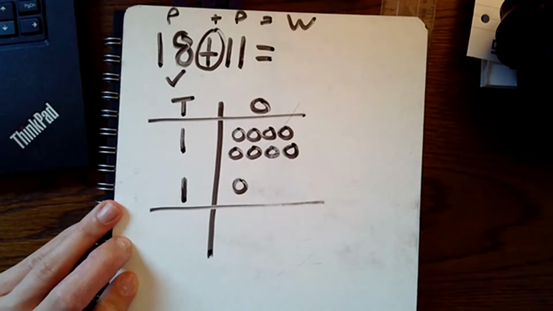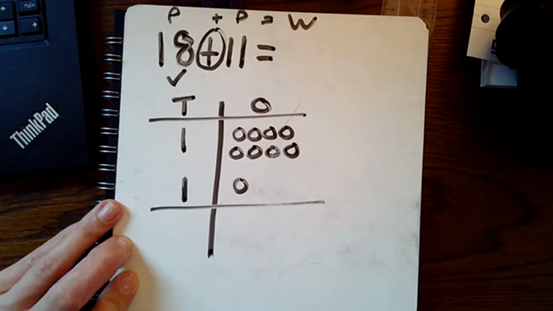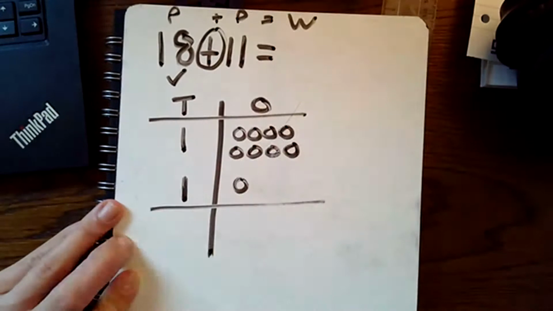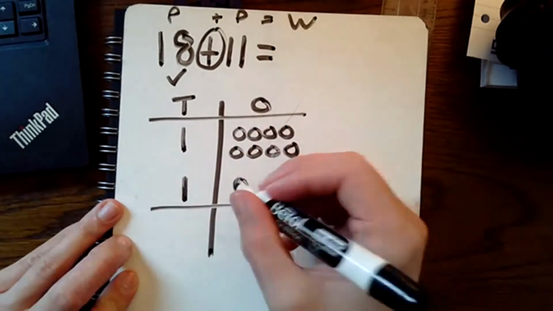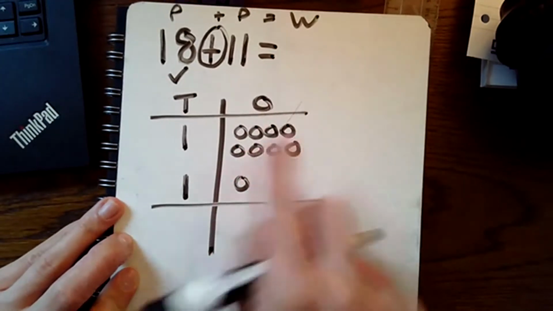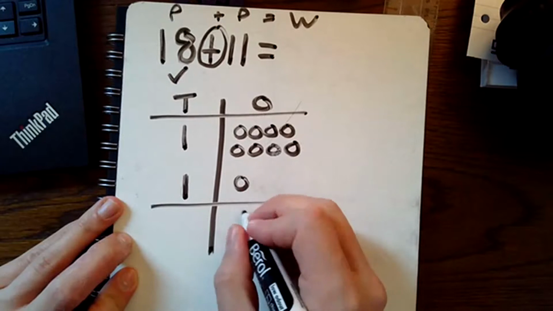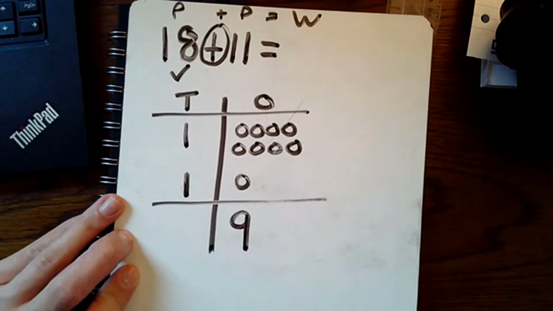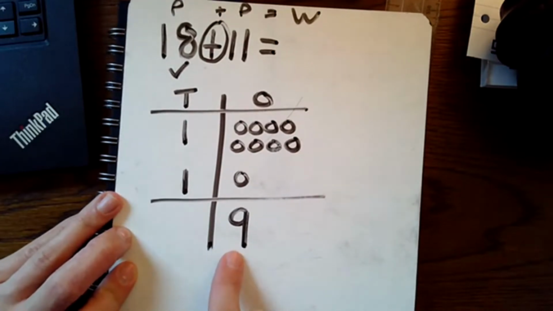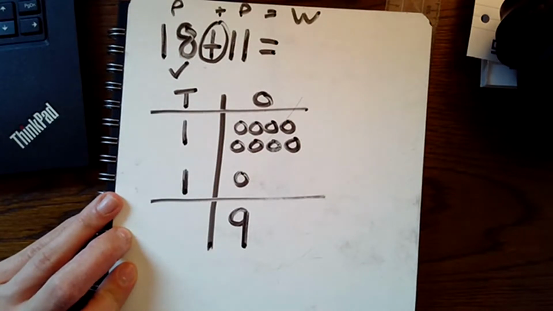Whenever I add, the first thing I need to do is add the ones. Whenever I add or subtract whole numbers, I always do the ones first. So I've got 8 ones, add 1 one. 8 ones add 1 one is 9 ones. And it is perfectly fine to have the number 9 here. You must know the largest digit you can have in any place value is 9.